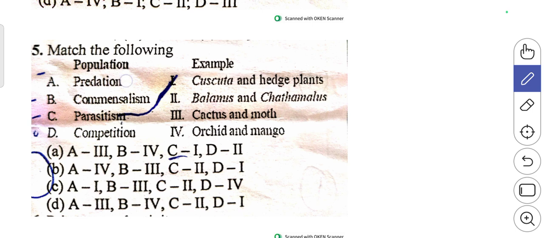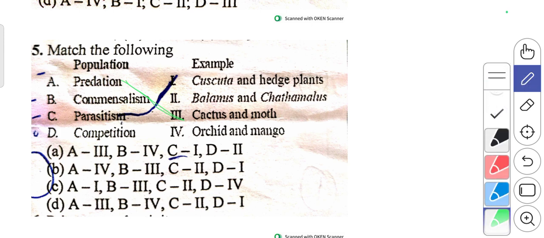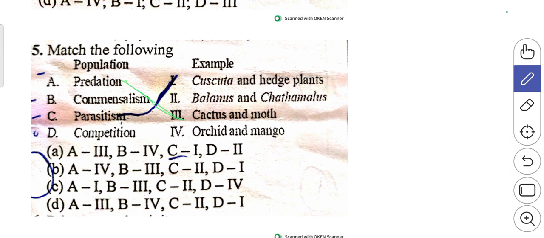for this predation we have a special example, that is cactus and moth. So cactus and moth is one of the examples for predation. Then for commensalism we have orchid and mango. Then for parasitism, as you all know, the Cuscuta and hedge plant. Cuscuta is one of the parasitic plants which will be present on the hedge plants.